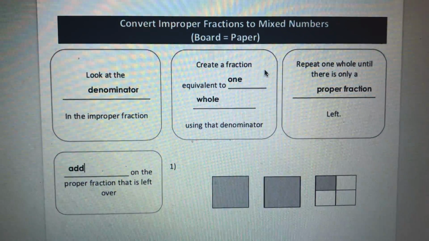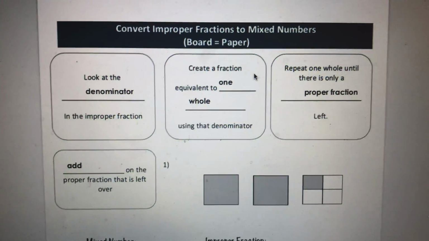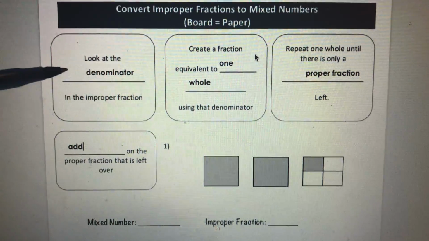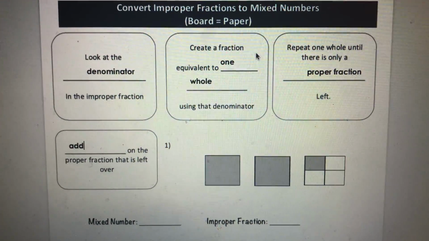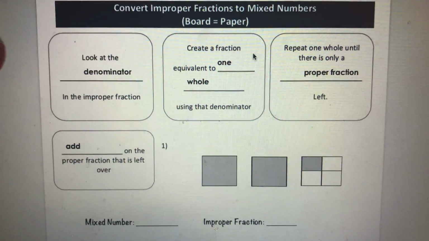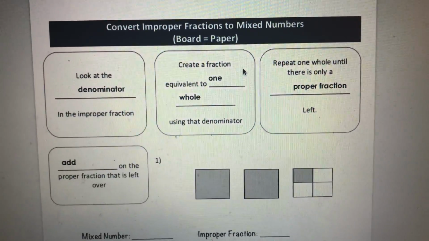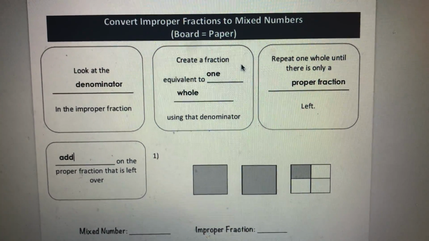Today, instead of converting mixed numbers into improper fractions, we're going to do the opposite and convert improper fractions into mixed numbers. First, we're going to look at the denominator in the improper fraction, and then we're going to create equivalent fractions to one whole. We're going to repeat the one whole until there's only a proper fraction left, and then we're going to add the proper fraction that's left over.